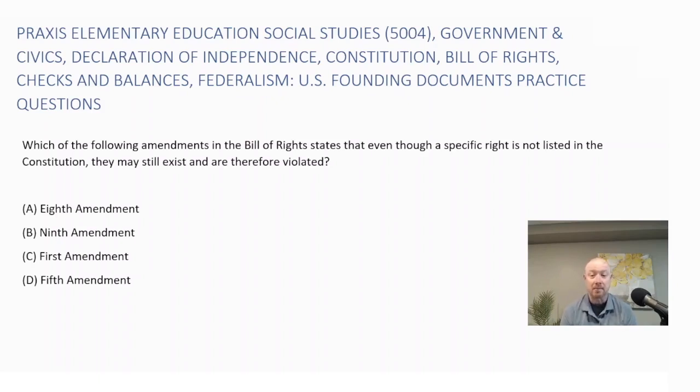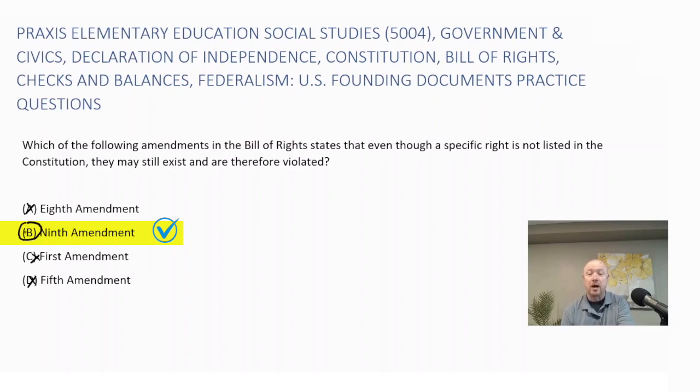All right, so let's eliminate some possibilities here. The First Amendment is freedom of speech, religion, press, assembly, and petition. So I'm going to eliminate that. The Eighth Amendment is no excessive bail or cruel and unusual punishment. So I'm going to eliminate that. The Fifth Amendment is the right to due process, no double jeopardy. So the correct answer here is B, the Ninth Amendment.